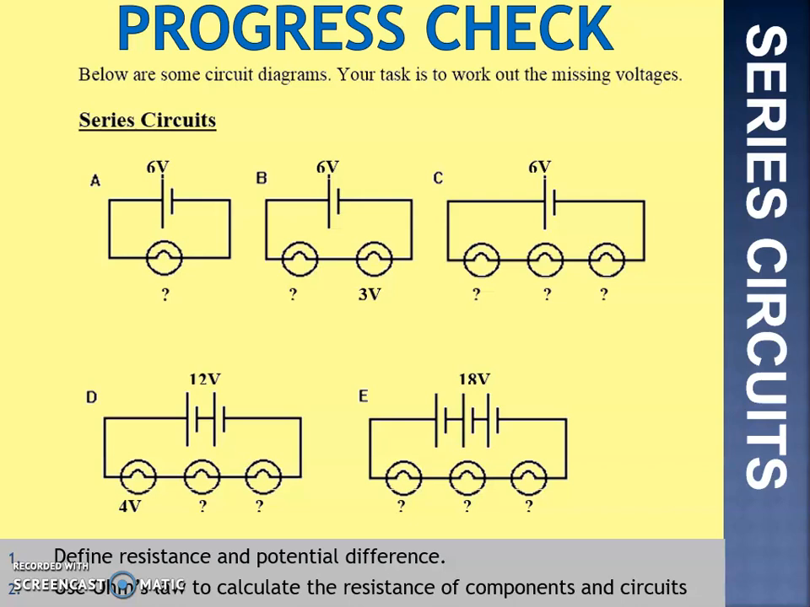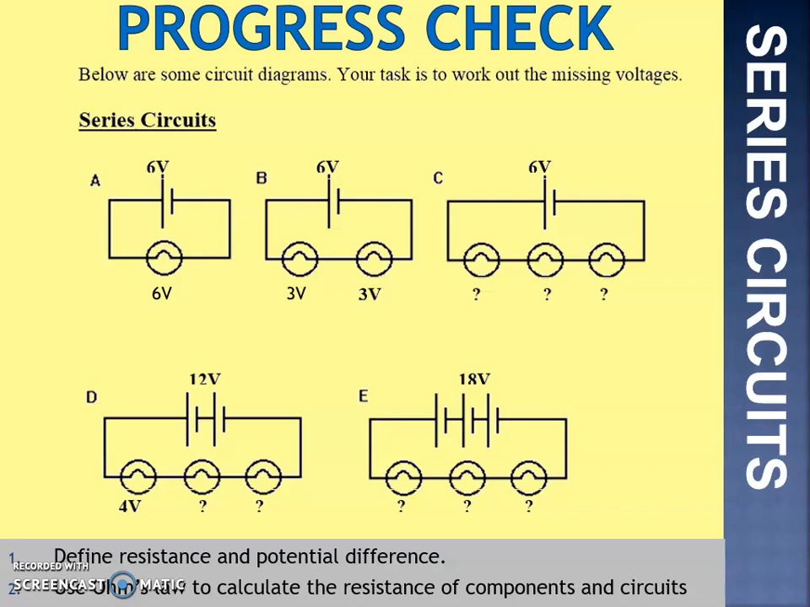So if you could pause the video, try and answer those questions and fill in those missing values. Okay, so A, 6 volts is only one component, so it will use all the potential difference on there. It will be 6 volts. B, it starts off with 6 volts. We've got 2 components, and remember, in a series circuit, the voltage or the potential difference splits equally between components. That'd be 3 volts then.